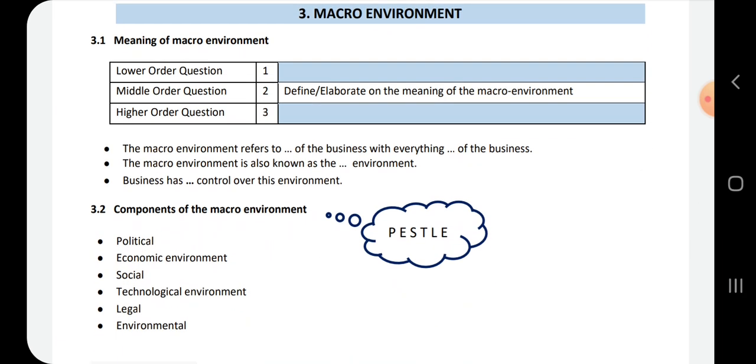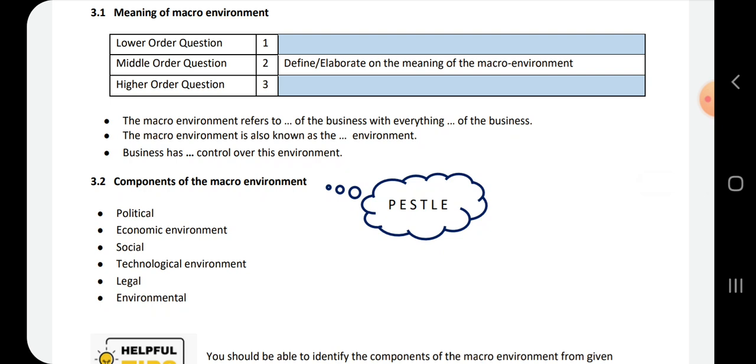Let's go to the macro environment. You can be asked to explain what the macro environment is. So the macro environment refers to the environment outside of the business, everything outside of the business. The macro environment is also known as the external environment, and the business has no control over this environment.